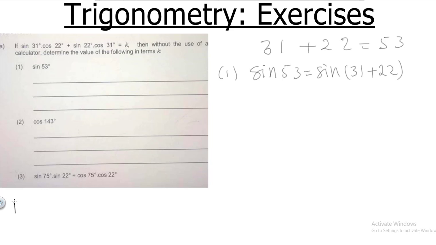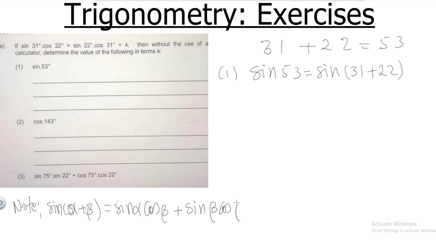Now remember, note: sin(alpha plus beta) is equal to sin alpha cos beta plus sin beta cos alpha.